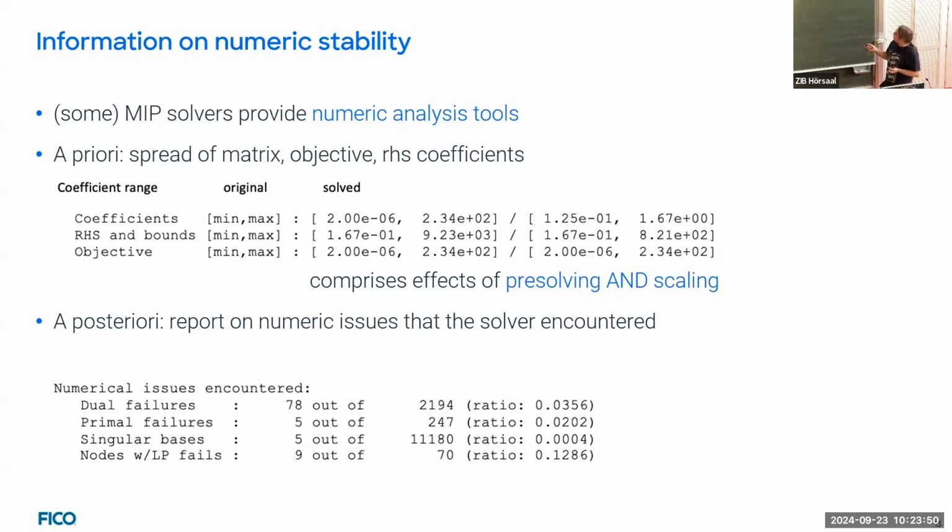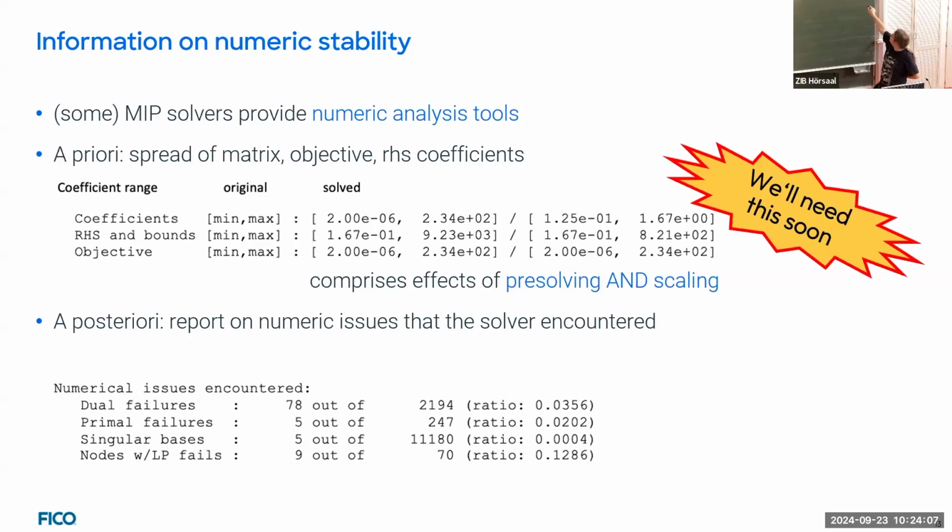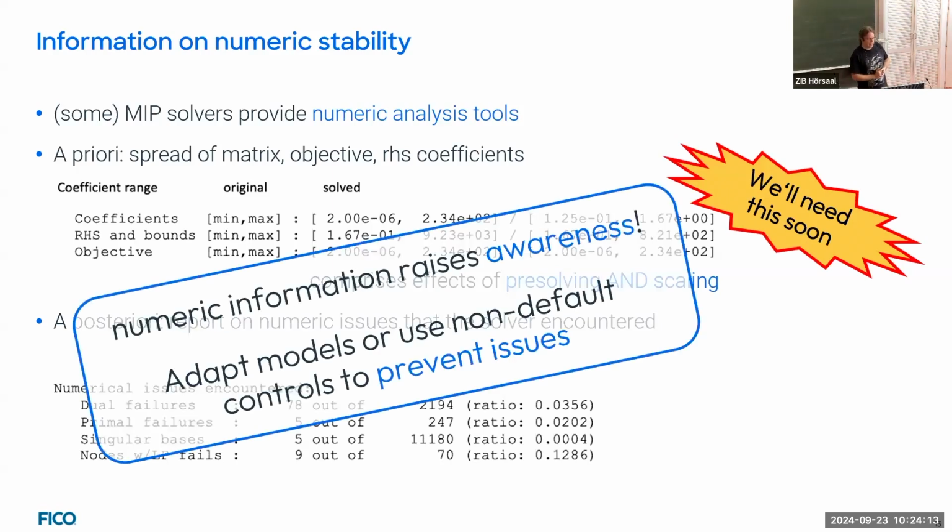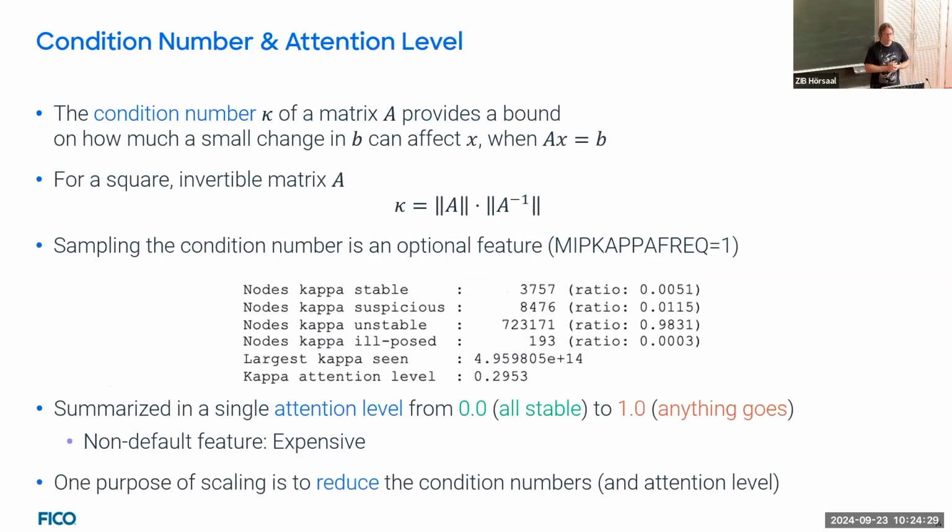There's a posteriori information. By the way, this is not from the same problem here, where the solver could report about numerical issues that it encountered during the run. And yeah, these coefficient spreads here, please keep them in mind. This is something that we will need soon. So far, I would say this information was mainly there for raising awareness of the educated user who can derive some information from those numbers and statistics, maybe adapt their models or set some non-default controls to prevent issues if they observe them.